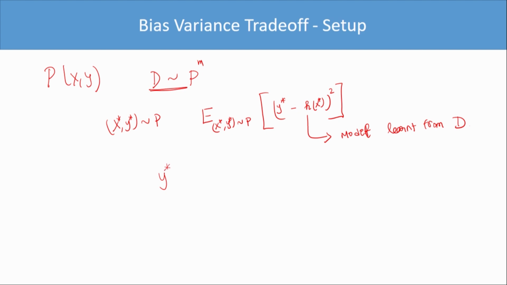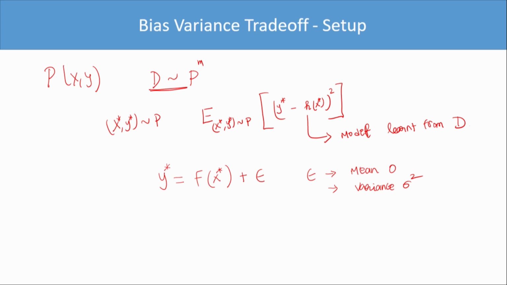Let's say our y star is generated as f of x star plus noise. The way that y star is generated is, given an x star, you apply some function f to it and then add some noise. This noise, let's say, has mean 0 and variance, let's say, sigma squared. This is some noise that is added to our f of x star, and this is what has given us the input. So we of course don't know f, right?